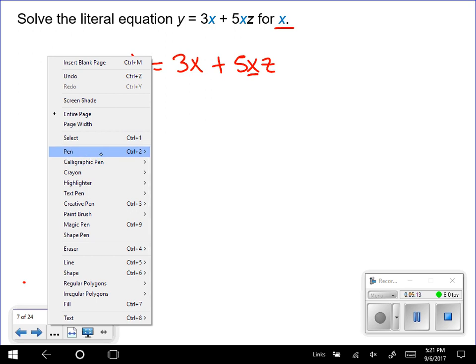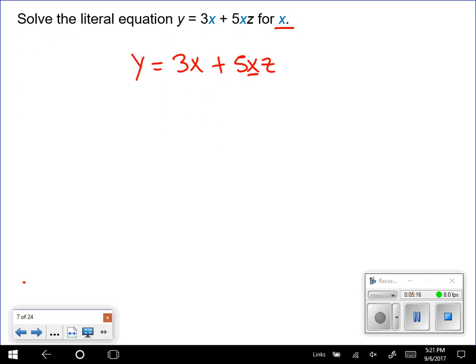Okay. So if I want to work with this x, I have to notice that my x is involved in both of these pieces. So I kind of have to rewrite my problem here. What I'm going to do is I'm going to pull my x out in front. And you can think about it like the distributive property in reverse. If I pull my x out in front, if I take 3x divided by x, I have 3 left. And 5x times z divided by x, I have 5z left. So I pulled that x out in front.